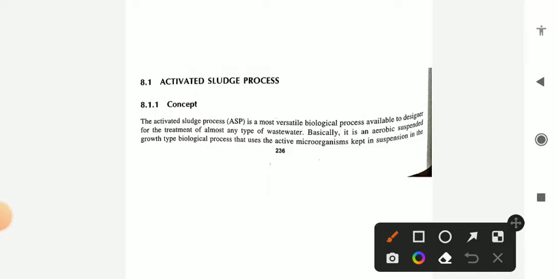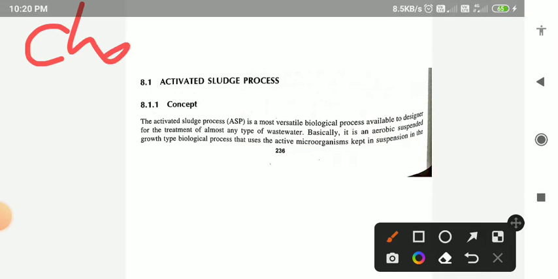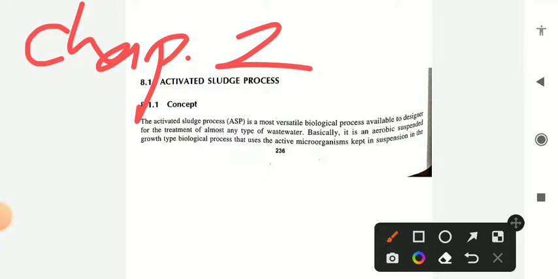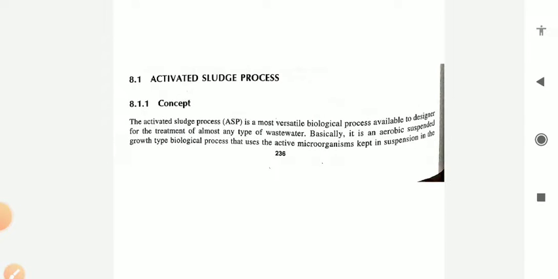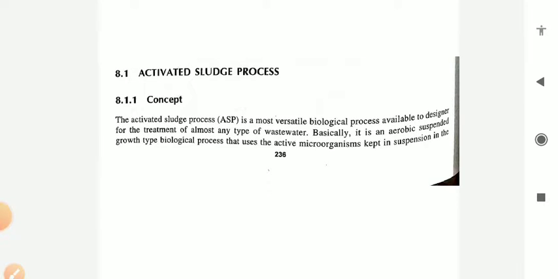In today's session we will discuss chapter number 2, the activated sludge process or sludge treatment process, right? Chapter number 2. First of all, the basic concept regarding the activated sludge process that we will discuss. So the activated sludge process, which is known as ASP, is the most versatile biological process available to the designer for the treatment of almost any type of wastewater.